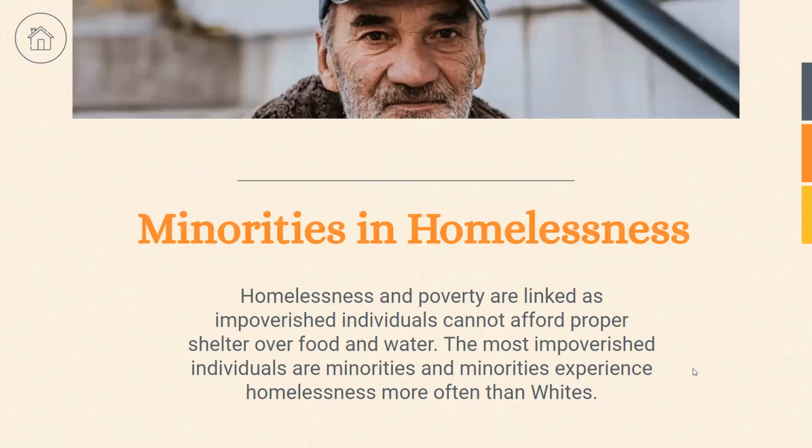Homelessness and poverty are linked, as impoverished individuals cannot afford shelter over water and food. The most impoverished individuals are minorities, and minorities experience homelessness more often than whites. African Americans suffer from homelessness the most due to historical and structural racism. Homelessness and poverty are interconnected with inequality and racism.